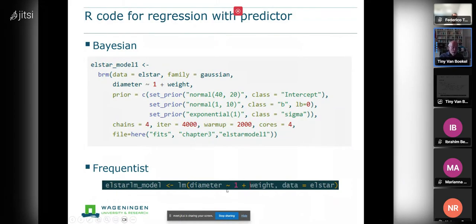And here below is the frequentist specification, which once again shows the same formula, diameter versus 1 plus weight, the same as here. And the data is L star, which is also the same as here. But for the rest, there's no specification because it is assumed it's a normal distribution and the sigma are the same.